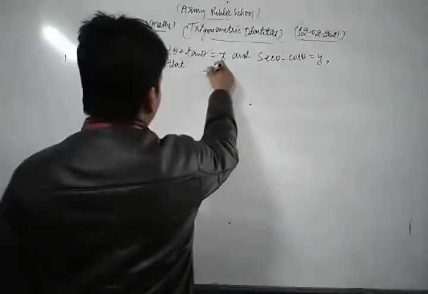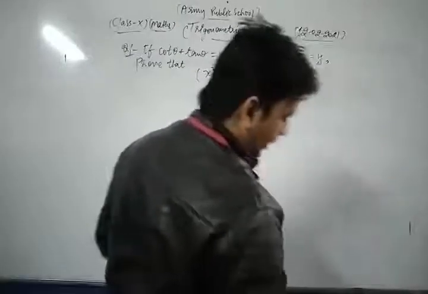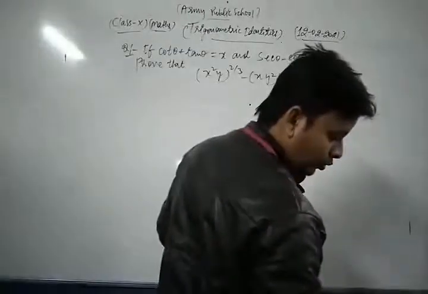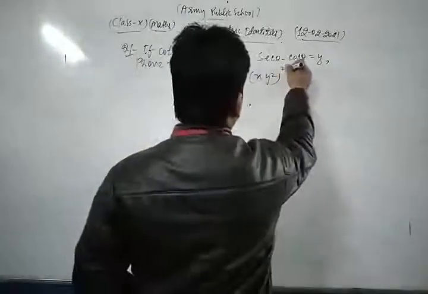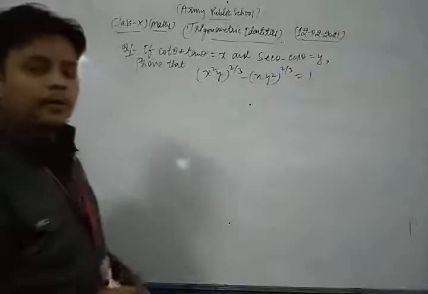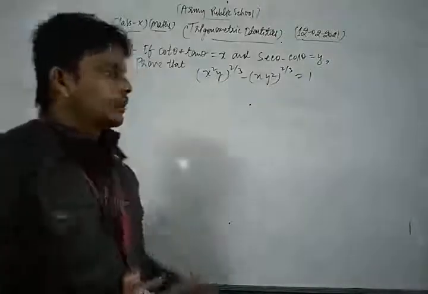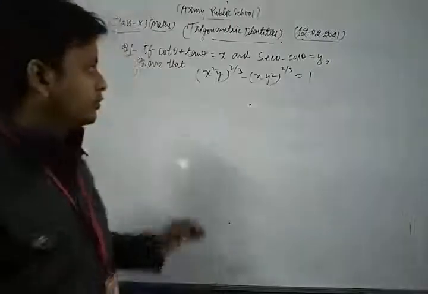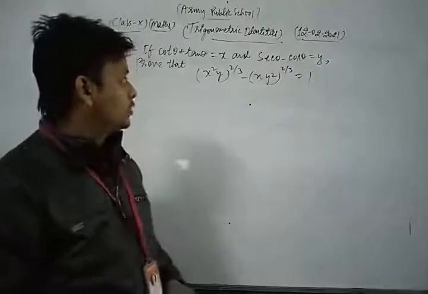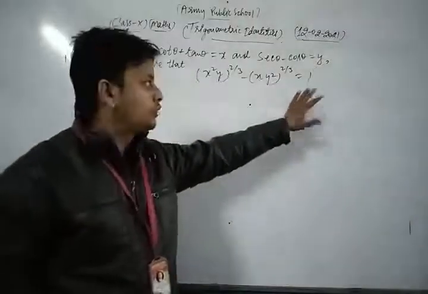x square y to the whole power 2 by 3 minus xy square to the whole power 2 by 3 is equal to 1. Okay dear students, this is the question here. This is a very important question of your syllabus, dear students. Here the values of x and y are given and we have to show that x square y to the whole power 2 by 3 minus xy square to the whole power 2 by 3 is equal to 1.